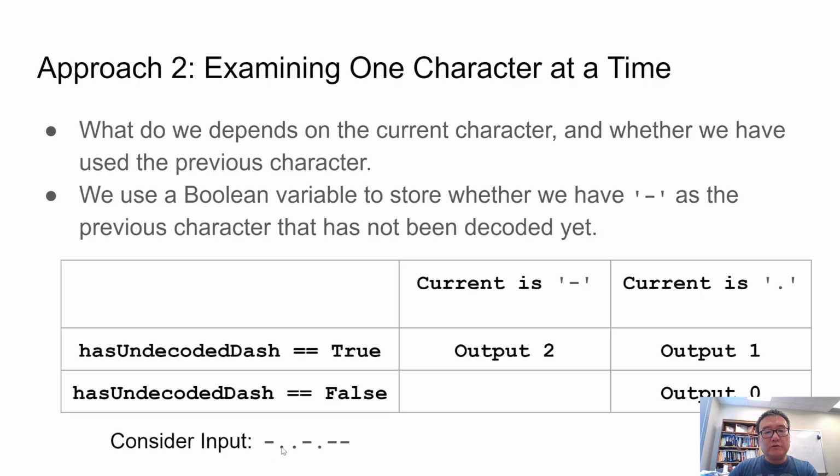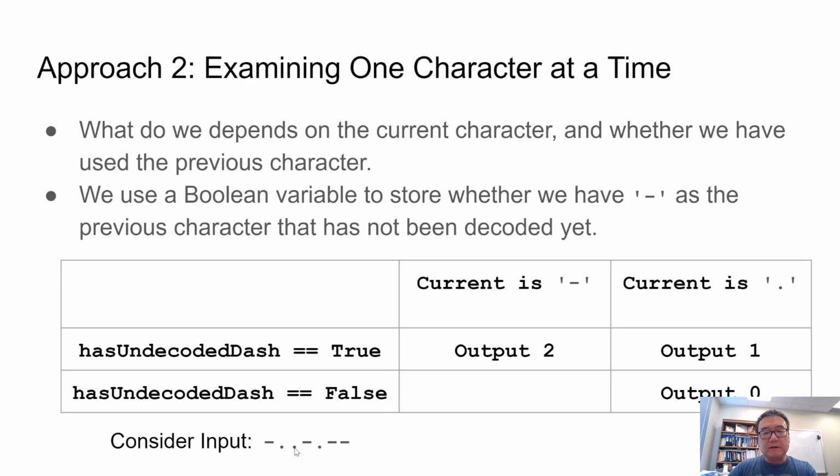Then next time when we look at the dot, what we do with the dot will depend on this variable. In this case, because has undecoded dash is true, because there is a dash before it, we are going to use this dash and dot together to output 1. So when this state is true and we're seeing a dot, we're going to output 1. Of course, at the same time, we need to set has undecoded dash to false, because at this point we have used everything.